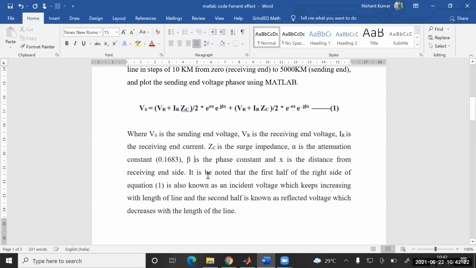Okay, and this beta value is 1.683. This value will be taken, and this two value will be taken. Now, beta is the phase constant and x is the distance. Where x is used, we will use L instead, because x has been given, but L is already denoting some of the factor.